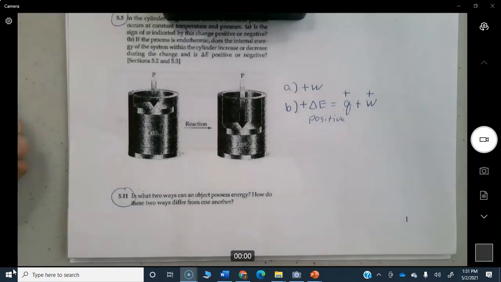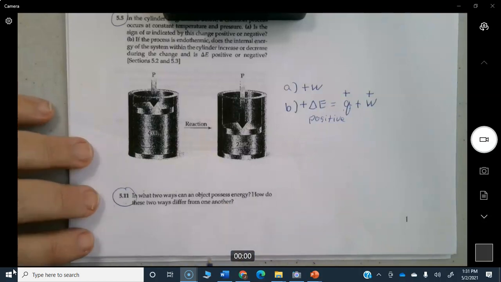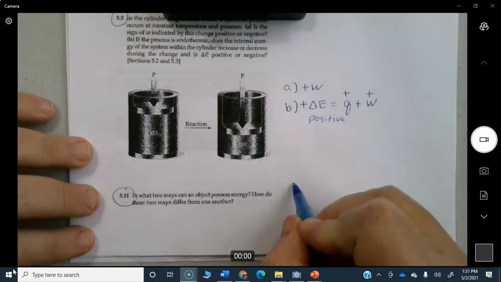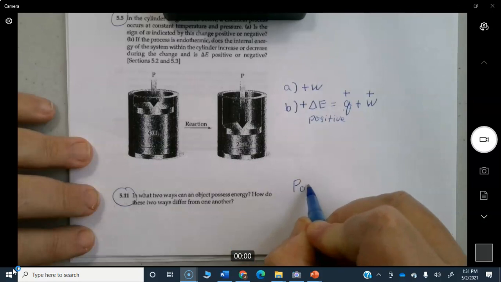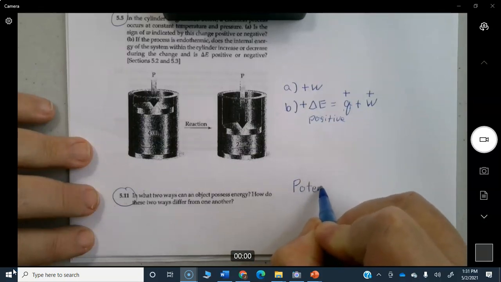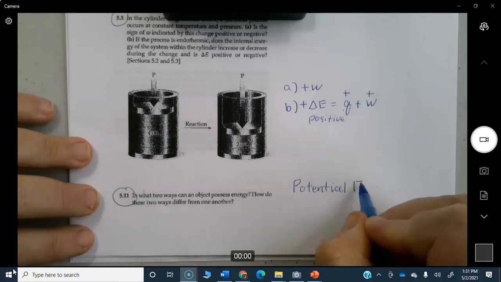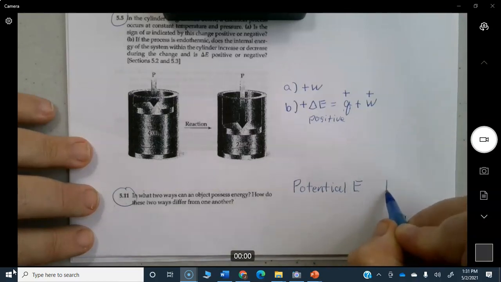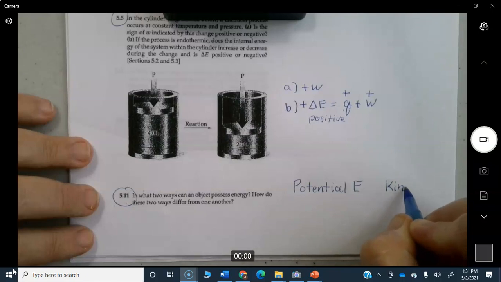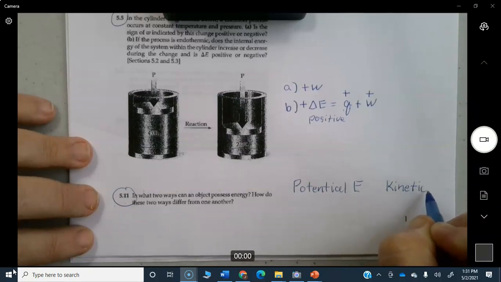Okay, problem 11. In what two ways can an object possess energy? This is kind of a review of physics. How do these two ways differ? So you have potential energy, and see if you remember the other one from physics. I'll just call it potential E, and you have kinetic energy. That's the energy of something actually moving.